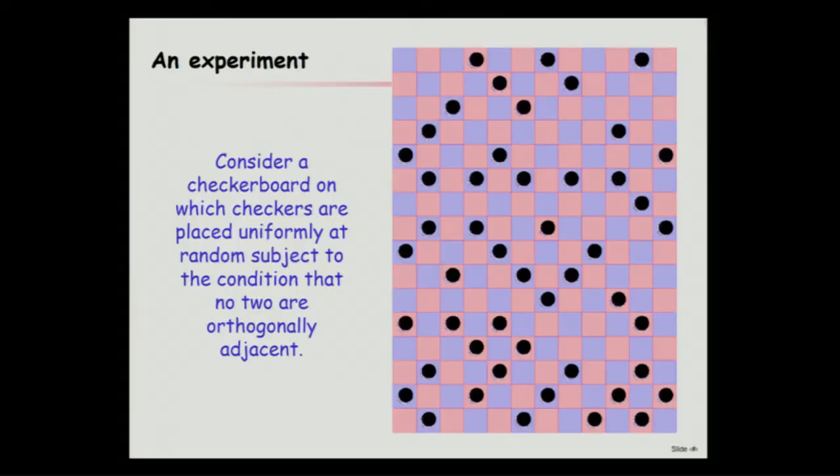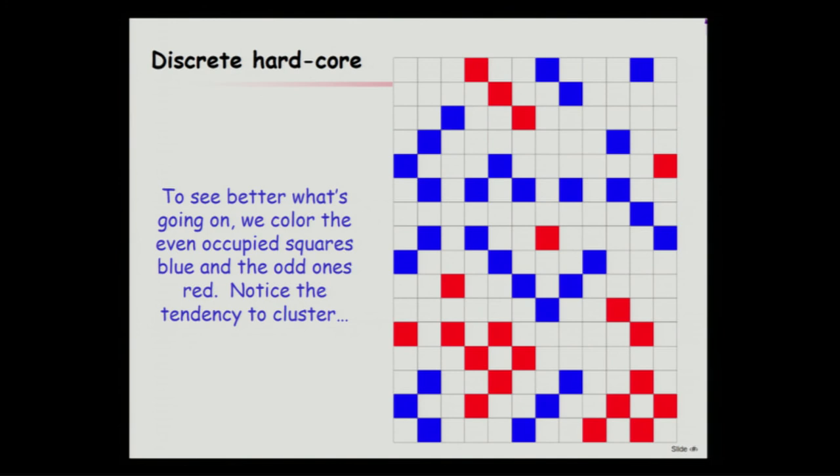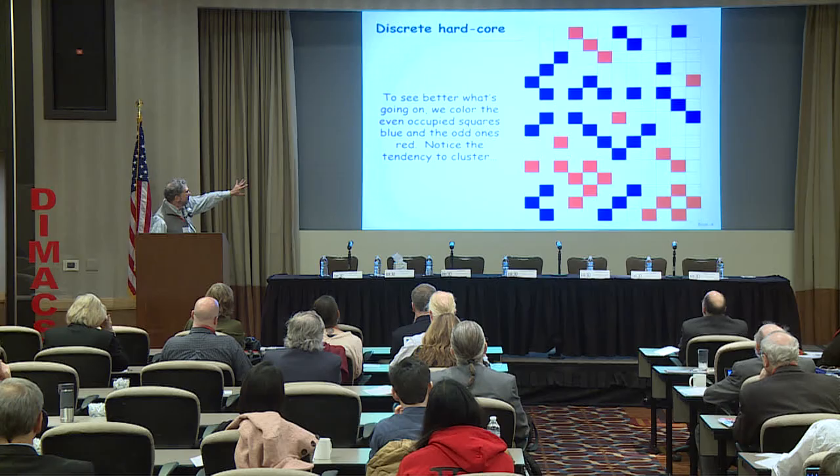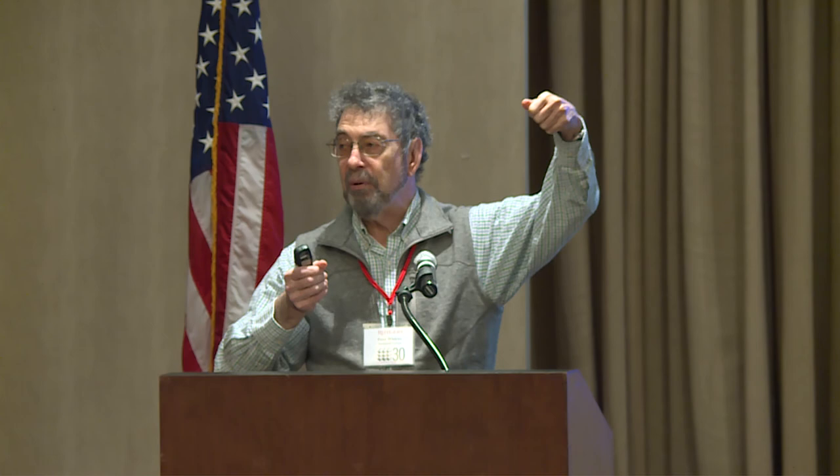So this picture could have been blank, actually. It would have been a bad example, but it could have been blank. Okay, so we picked something like this. Some of these are on blue squares, some of them are on red squares. And in the next picture, I've just shown you the colors of the squares that the checkers landed on. Okay? And we notice that there's a certain tendency for blue squares and red squares to cluster together. Why? Because we can't have a blue square right next to a red square, because those are forbidden adjacent checkers. So the closest a red square can be to a blue square is a knight's move away.